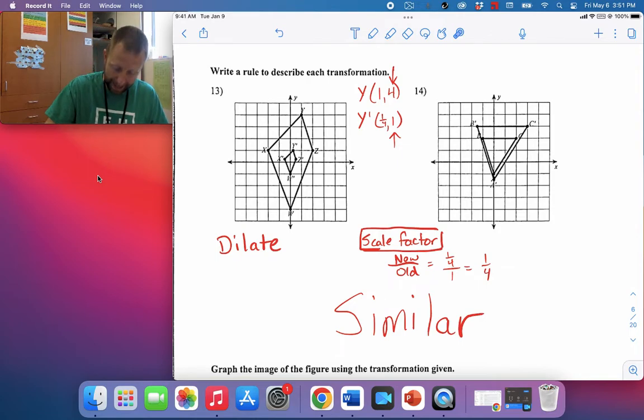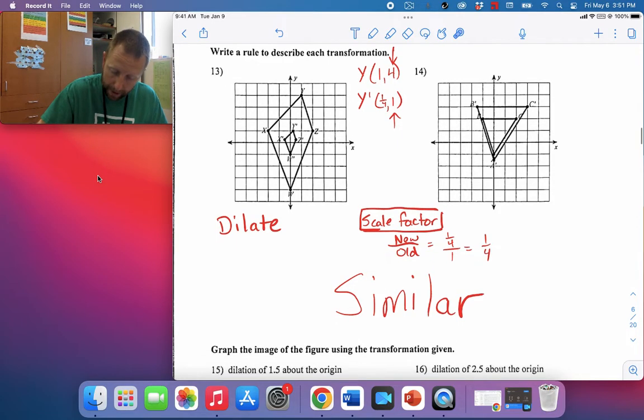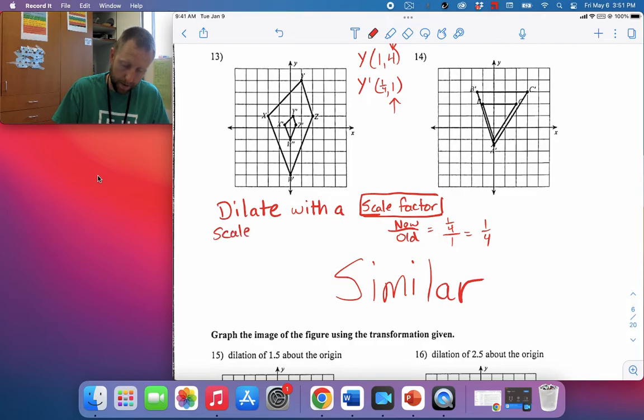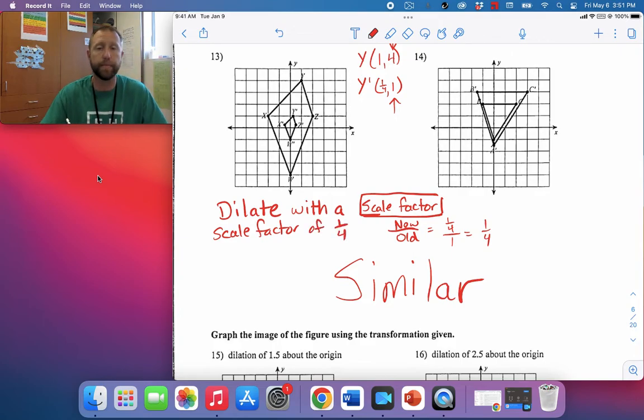So dilate, that's what we're going to write here for the rule. Dilate with a scale factor of 1/4. Oh, see, I almost forgot it again, about the origin.